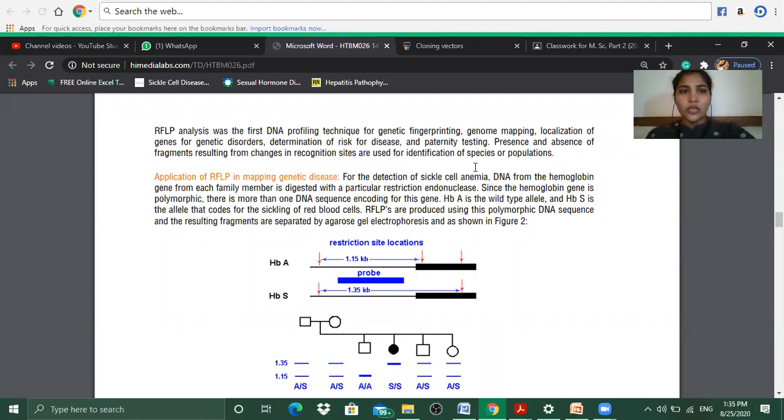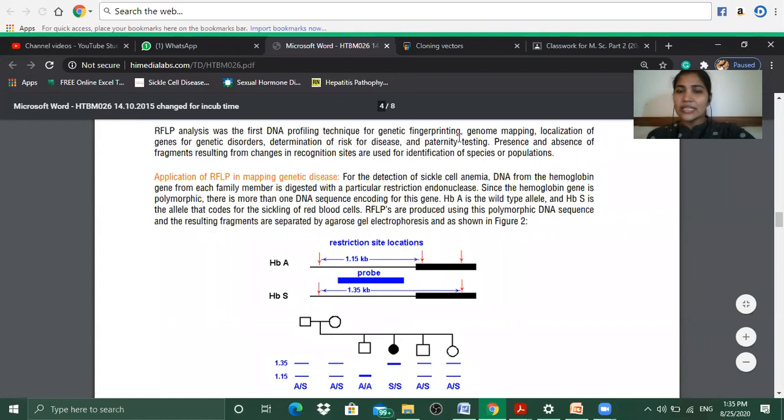So RFLP analysis was the first DNA profiling technique for genetic fingerprinting, genome mapping, localization of genes for genetic disease disorders, determination of risk of disease and paternity testing. So these are all applications of RFLP that we can use.